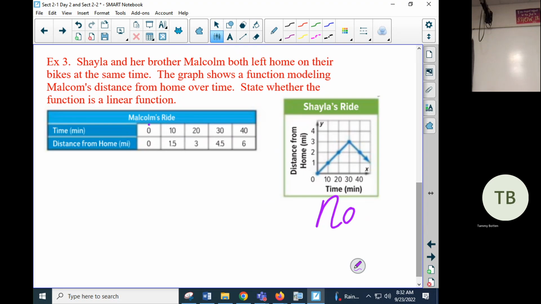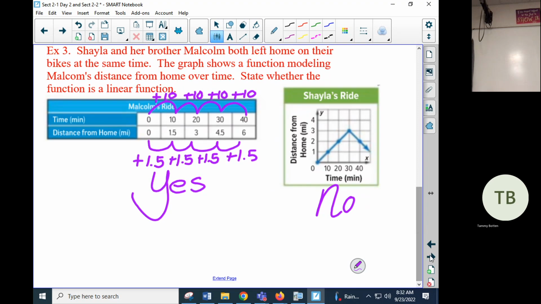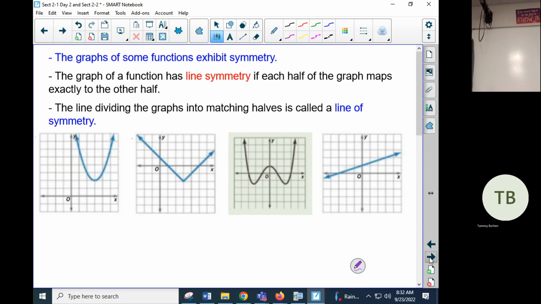Then this one is where you would look. Do these all increase by the same? This is adding 10 each time. And then you just have to make sure on the bottom, does it look like they're adding the same amount each time? Yeah, they're adding 1.5 each time. So because these all increase by the same and these all increase by the same, then yes, that is a linear function.